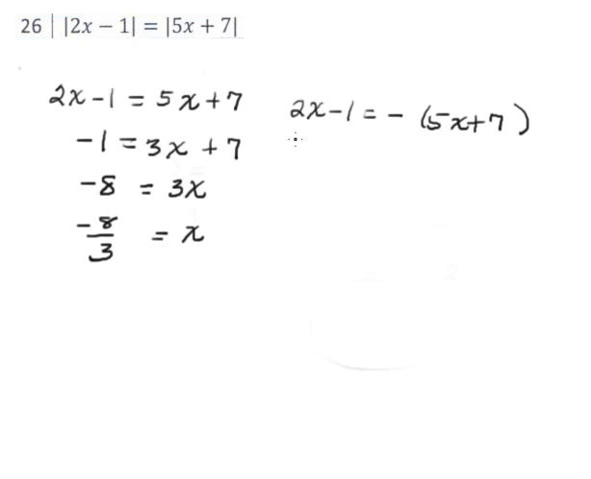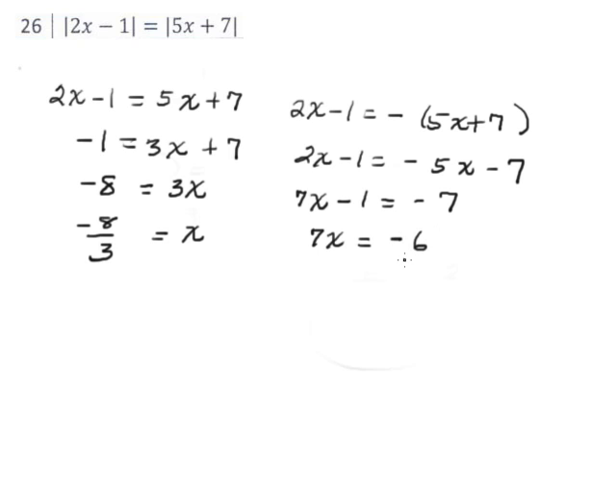And here, let's first open these parentheses on the right. So here we have minus 5x minus 7. All right, now add 5x to both sides. So here we get 7x minus 1 equal to minus 7. And add 1 to both sides, so we have 7x equal to minus 7 plus 1, that's minus 6. And now divide both sides by 7, and we have x equals minus 6 over 7. So these are our two solutions.